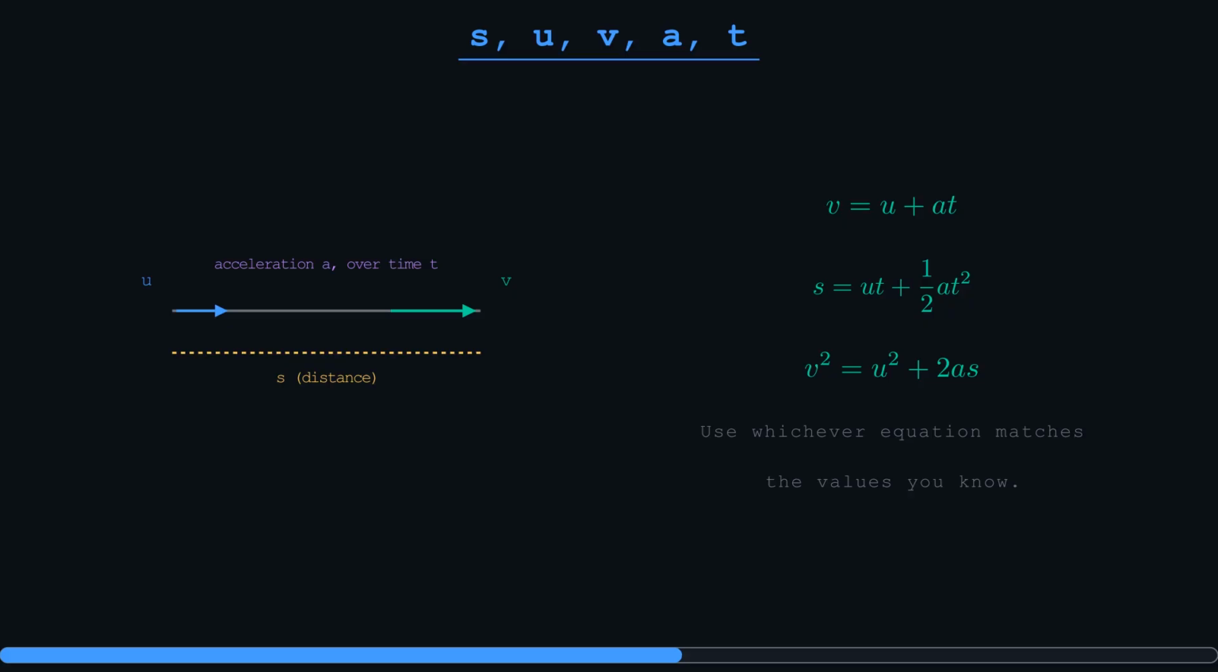These three equations of motion, sometimes called the Suvat equations, connect displacement, initial velocity, final velocity, acceleration, and time. V equals U plus AT finds a final velocity. S equals UT plus 1/2 a t squared finds distance. And V squared equals U squared plus 2AS is useful when time isn't known. Use whichever equation matches the values you already have.